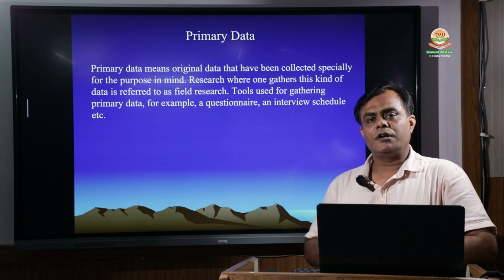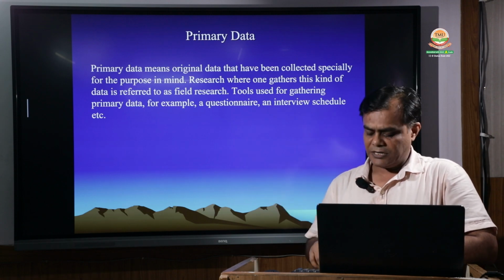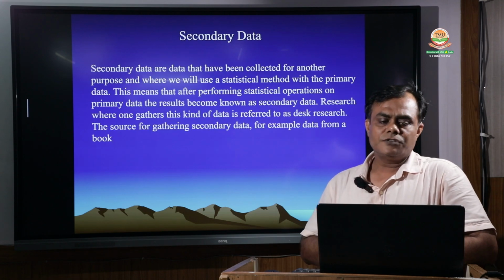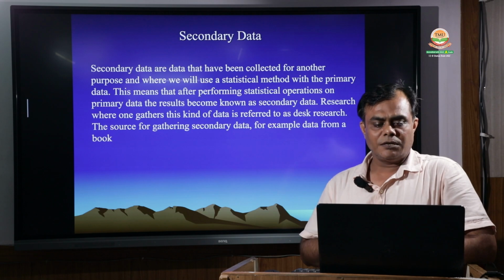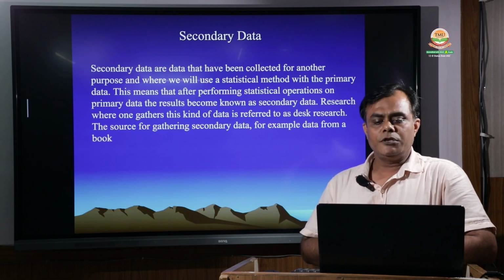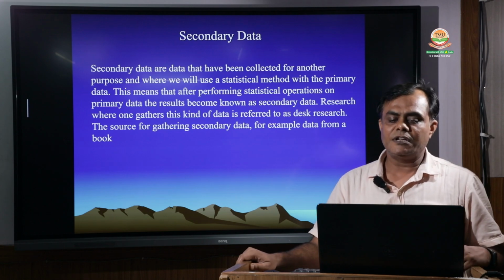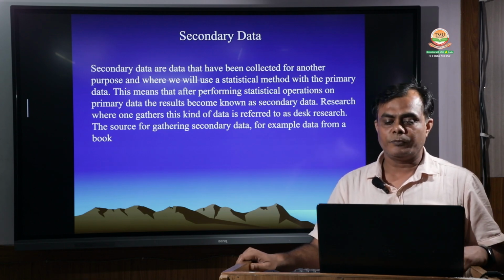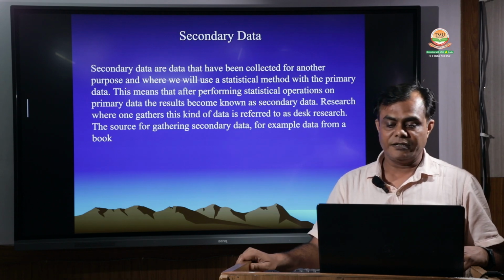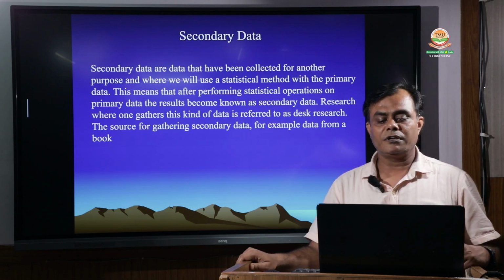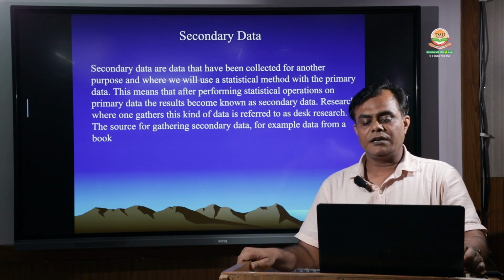That data is not taken from others' research data. So the second type of data is secondary data. Secondary data are data that have been collected for another purpose, and where we use a statistical method with the primary data. This means that after performing a statistical operation on the primary data, the result becomes known as secondary data. Research where one gathers this kind of data is referred to as desk research.